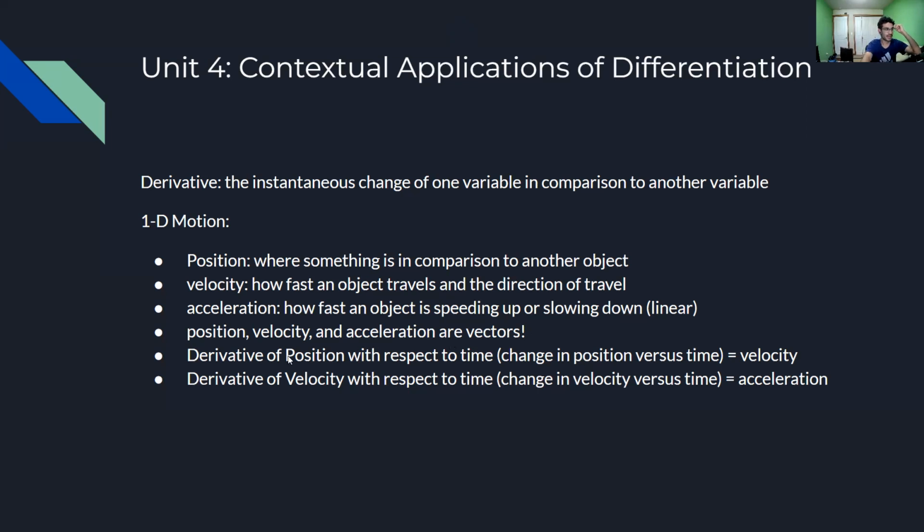And in terms of calculus, the derivative of position with respect to time, AKA the change in position versus time, is velocity. Think about it like miles per hour. Miles represents a change in position, and then time is time. Change in position over time, that's our speedometer, our speed, or in this case velocity. And similarly, a change in velocity over time, like how fast something is changing, that would be acceleration.